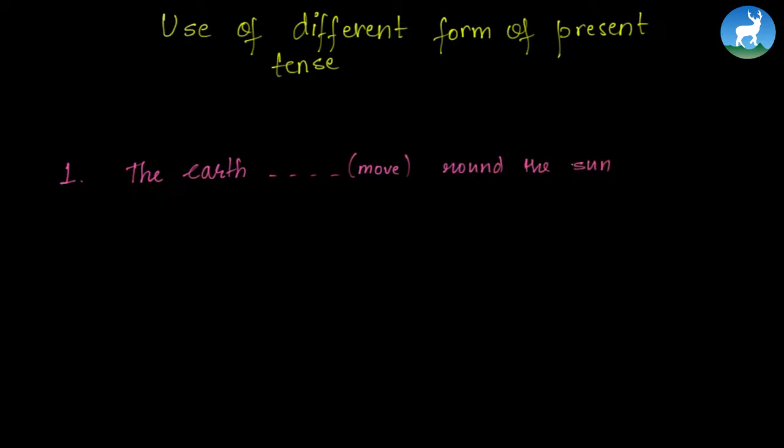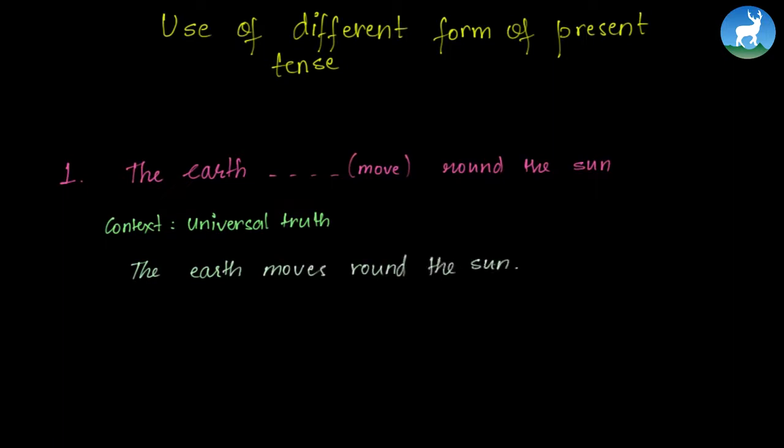move round the sun. So this is a universal fact. So the context is universal truth. Hence, we use the form by writing the earth moves round the sun. We use simple present tense in this context because it is the universal truth.